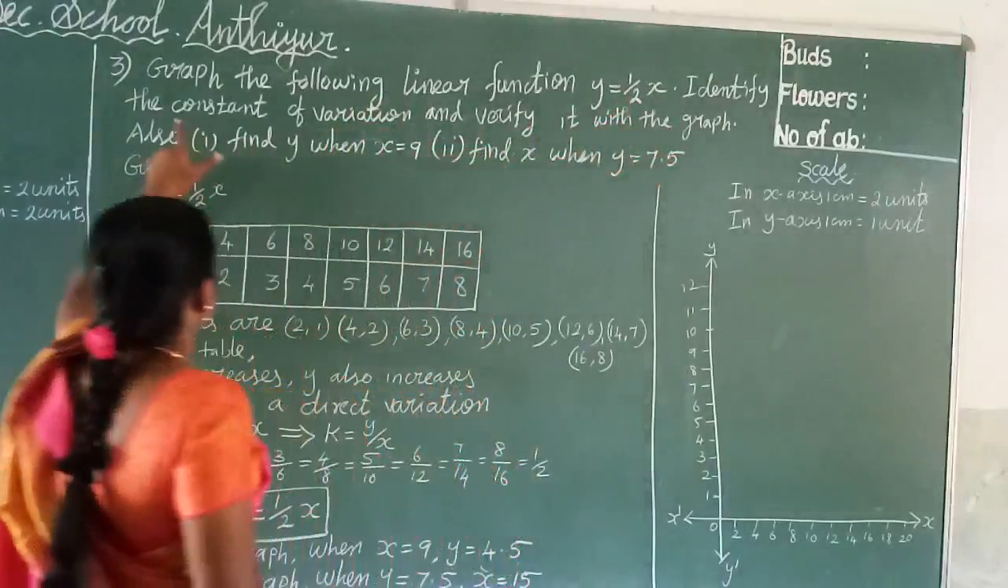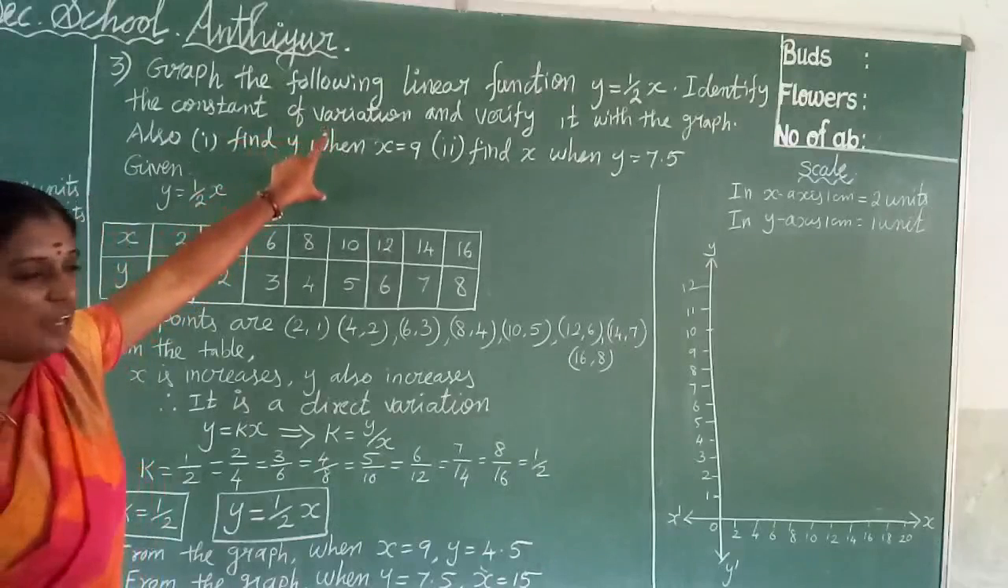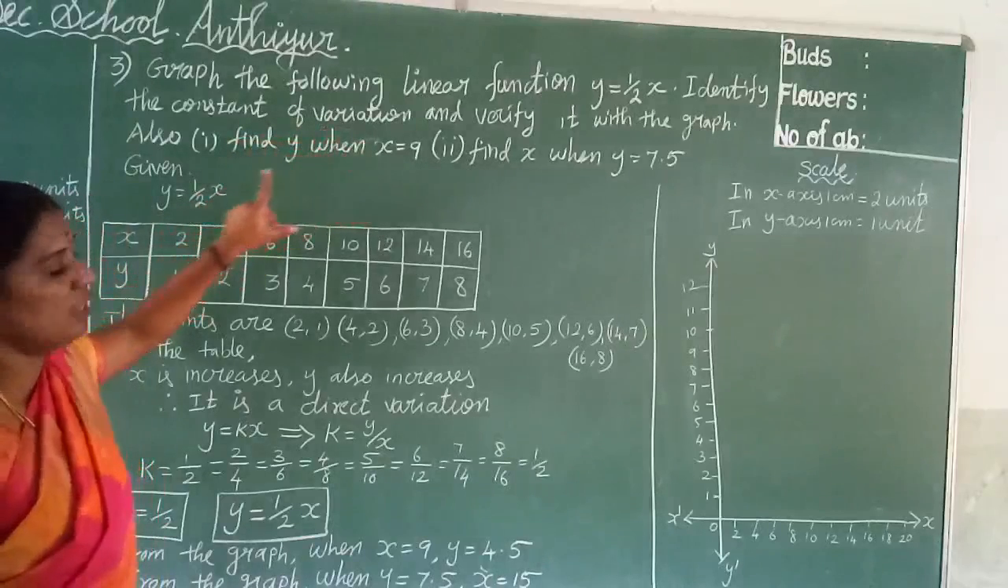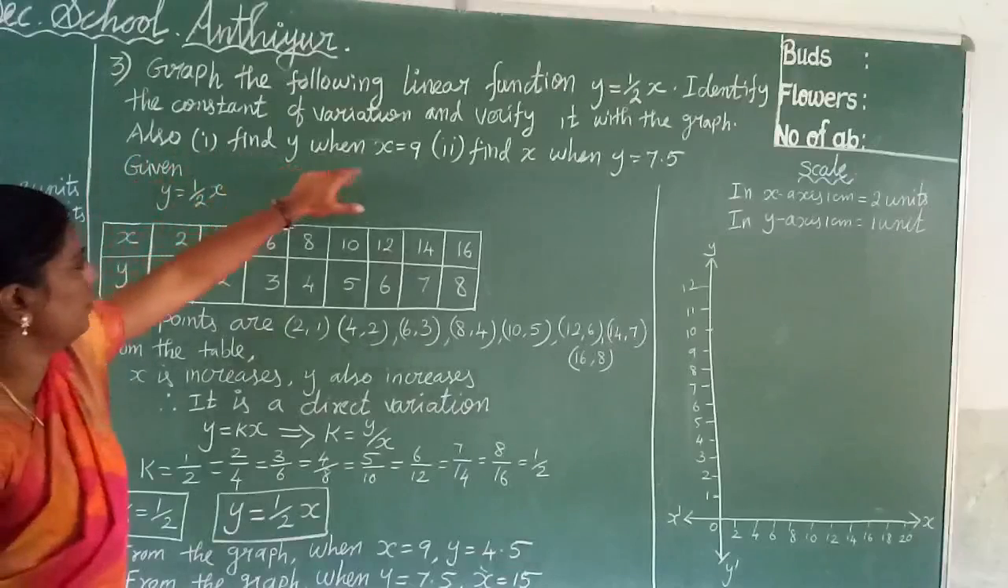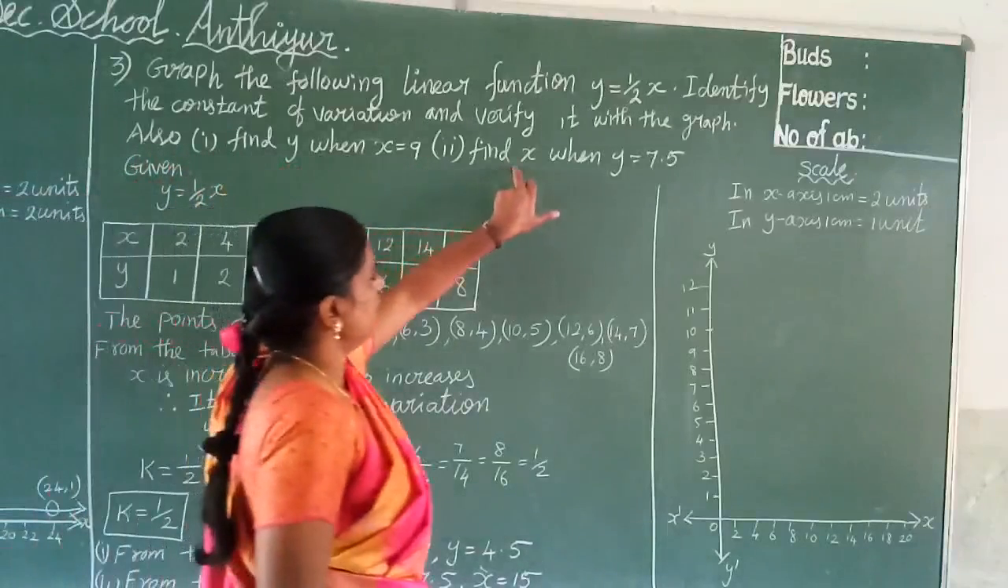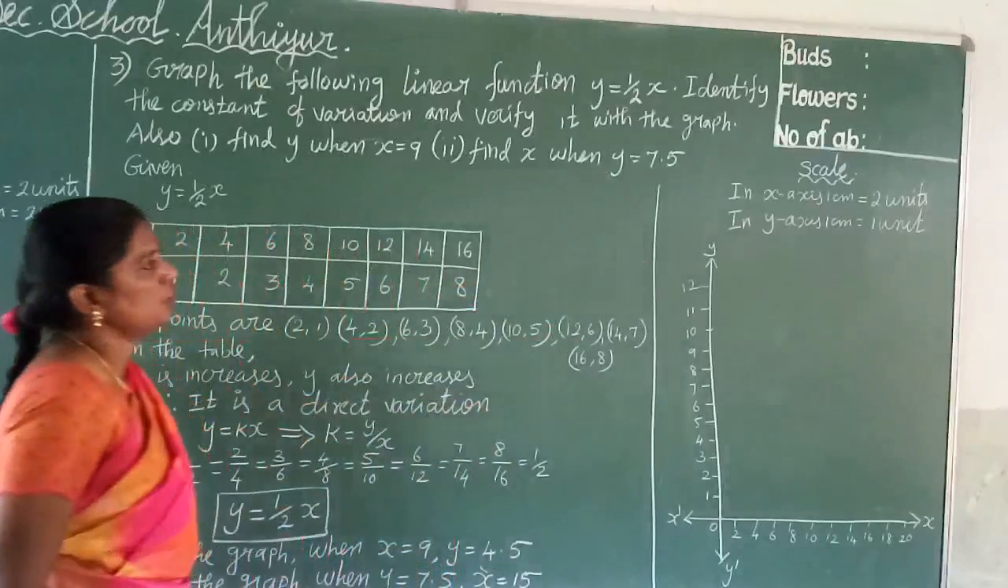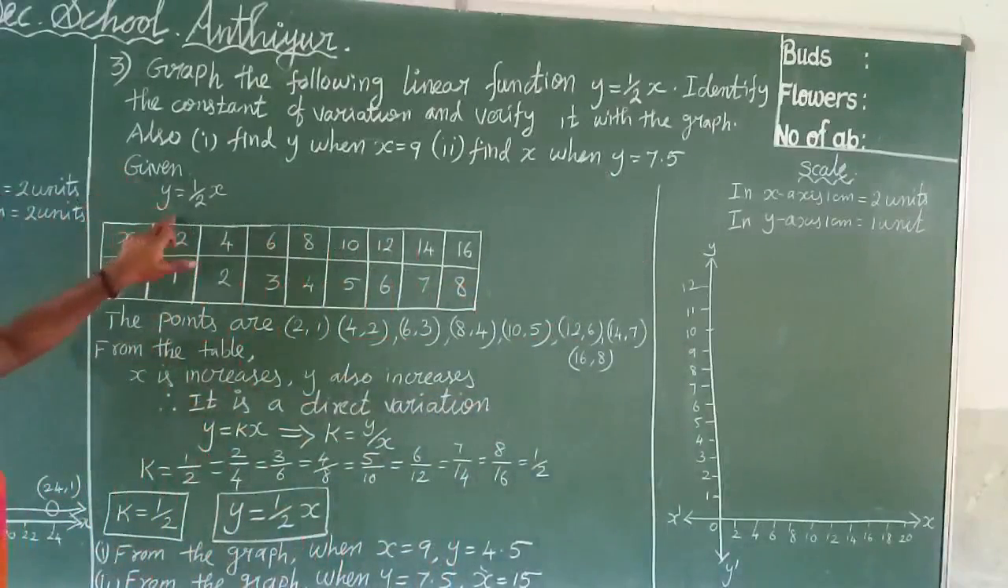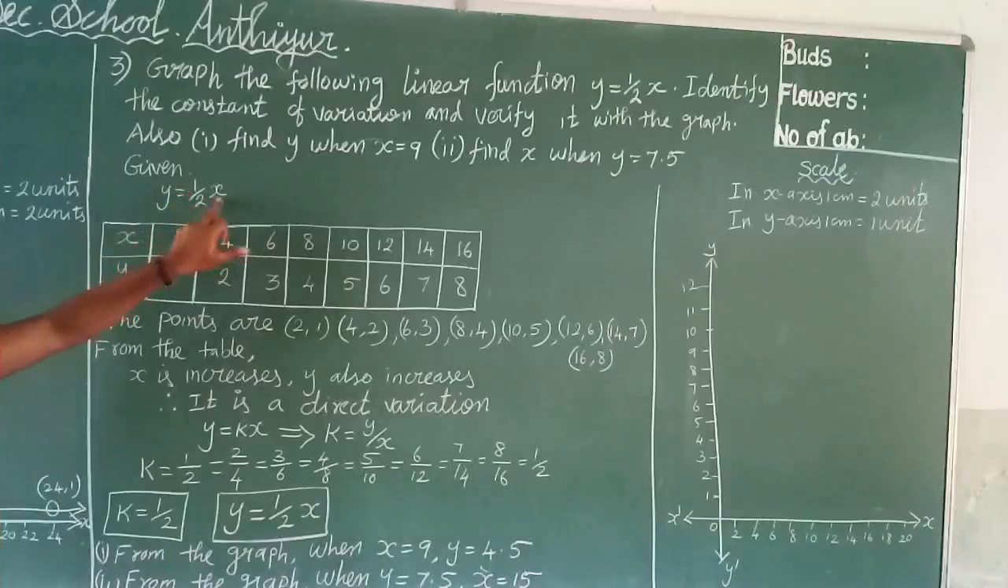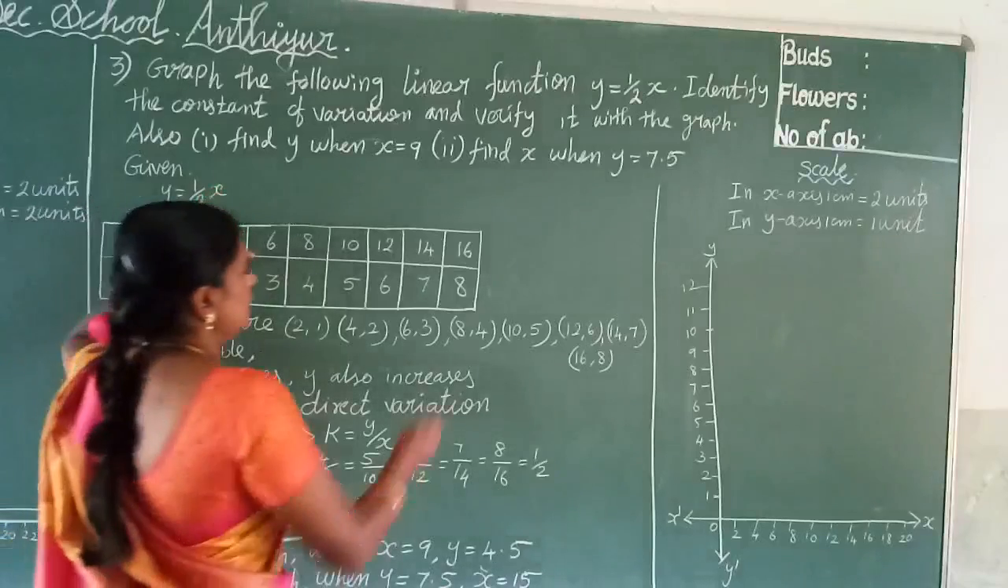Here identify the constant of variation. Constant of variation is the k value. Verify it with the graph and find y when x equal to 9. Find x when y equal to 7.5. So given y equal to 1 by 2x. The denominator is given, so no need to take decimal values. So like that you select the number.